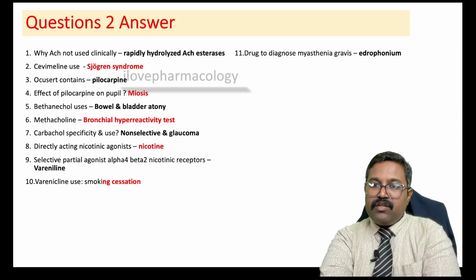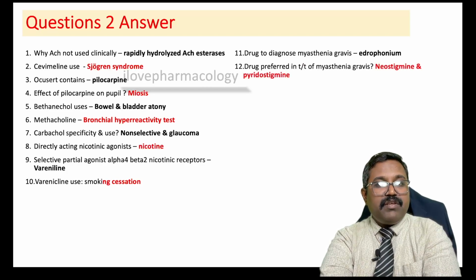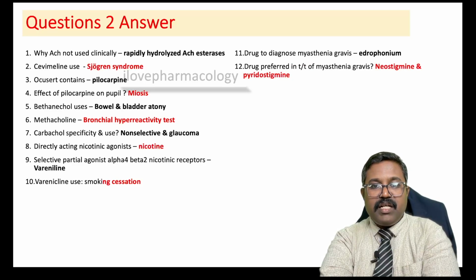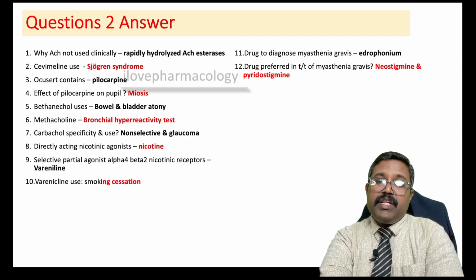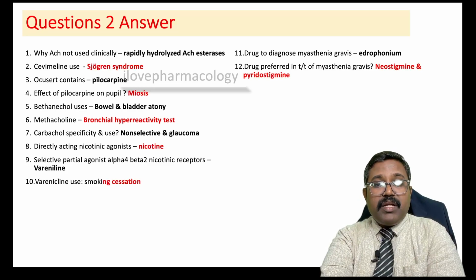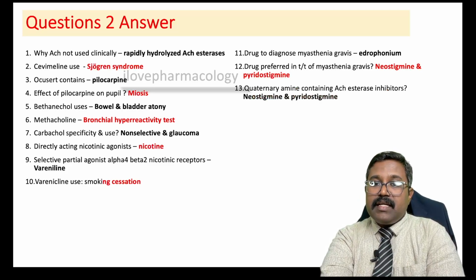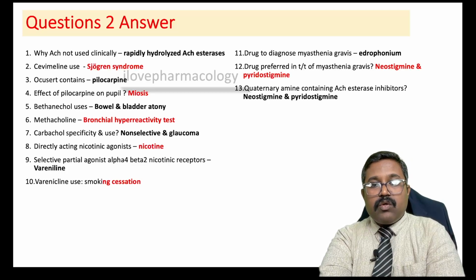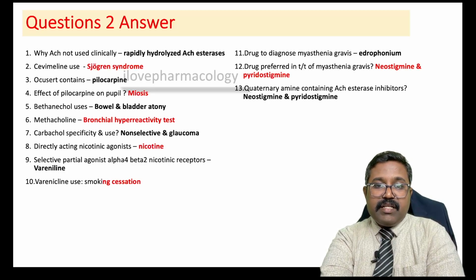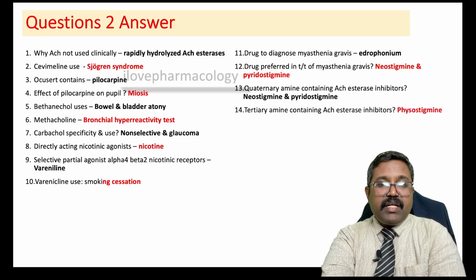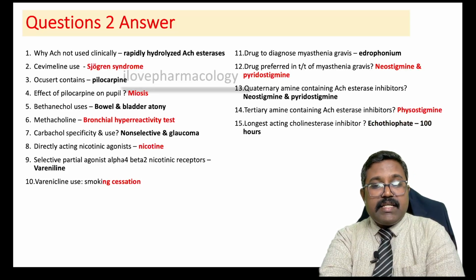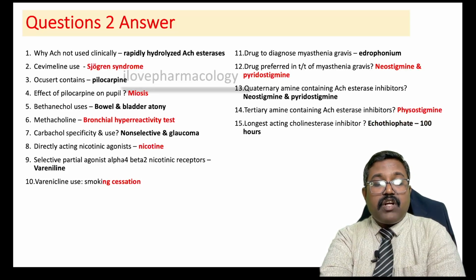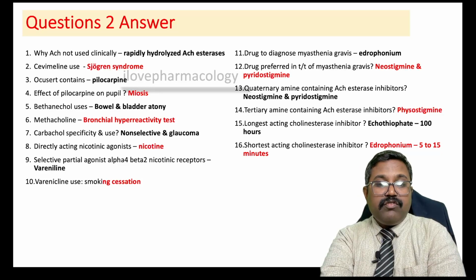The drug used to diagnose myasthenia gravis is edrophonium. The drugs preferred for the treatment of myasthenia gravis are neostigmine and pyridostigmine, but not physostigmine, because neostigmine and pyridostigmine have good peripheral activity at the skeletal motor nerve endings. The quaternary amine containing acetylcholinesterase inhibitors are neostigmine and pyridostigmine, and the tertiary amine containing acetylcholinesterase inhibitor which can cross the blood-brain barrier is physostigmine. The longest acting cholinesterase inhibitor is ecothiopate, which acts for 100 hours, and the shortest acting cholinesterase inhibitor is edrophonium, which acts for 5 to 15 minutes.